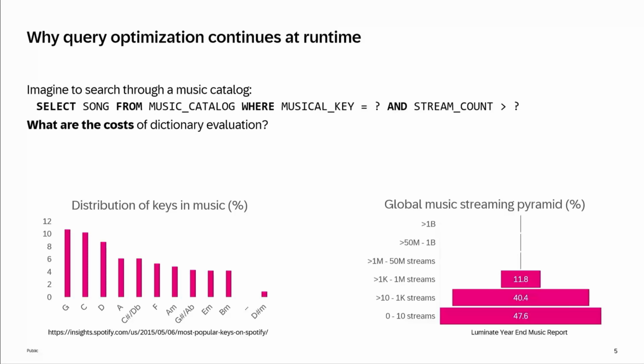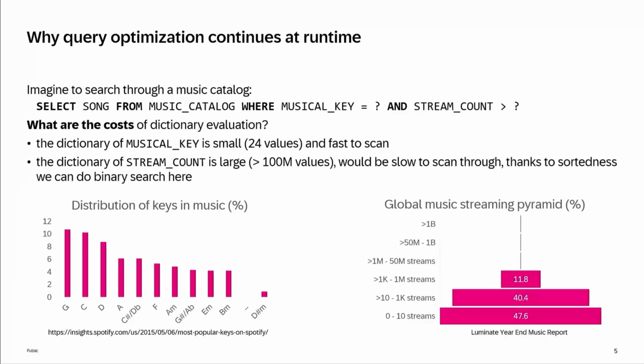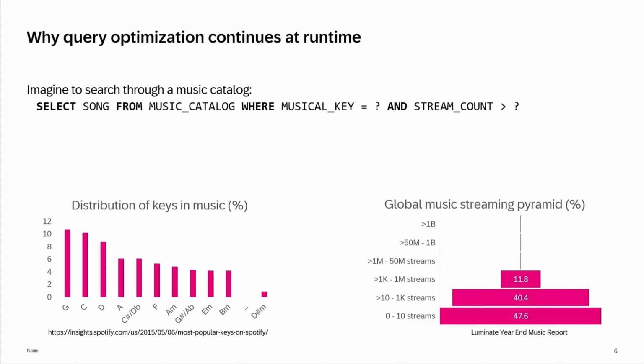Then there are different costs of the dictionary evaluation. So this dictionary for the musical key is small. It just contains the 24 values, and scanning through it is basically cheap. But the dictionary for the stream count would probably be very large, like more than 100 million values, and it would be slow to scan through. Fortunately, our dictionaries are ordered, so we can do a binary search here, and this would be fast.